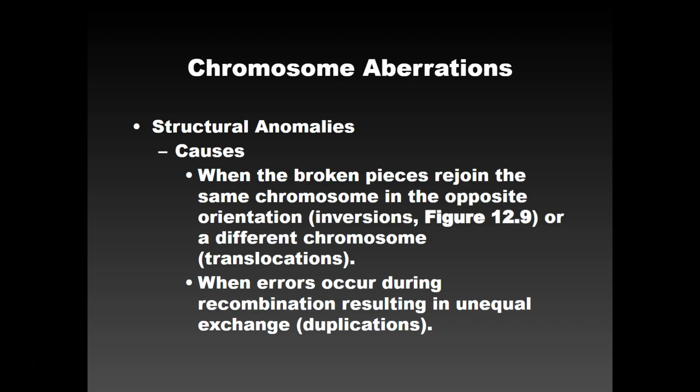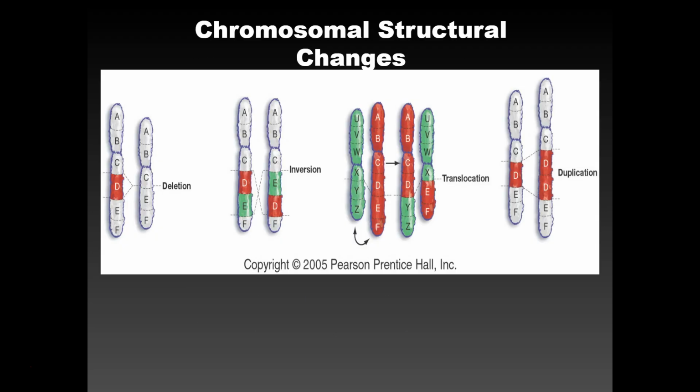When the broken pieces rejoin the wrong chromosomes in opposite locations, that is called a translocation. So again, translocation, pieces of chromosomes are getting flipped onto each other. And if you have an error during recombination, you can wind up with a duplication, where a segment of the DNA is just getting copied more than once. So here's a deletion. You have A, B, C, D, E, F, and then on this other chromosome, you just have A, B, C, E, F. Part of it got deleted.